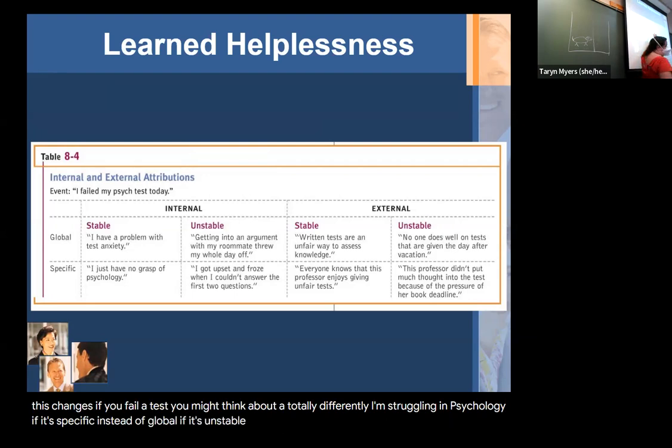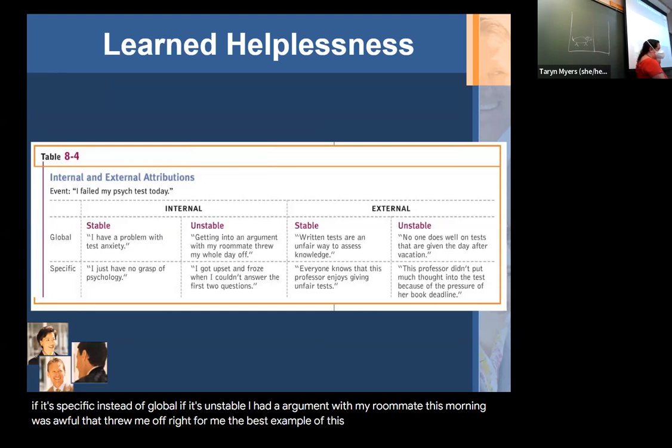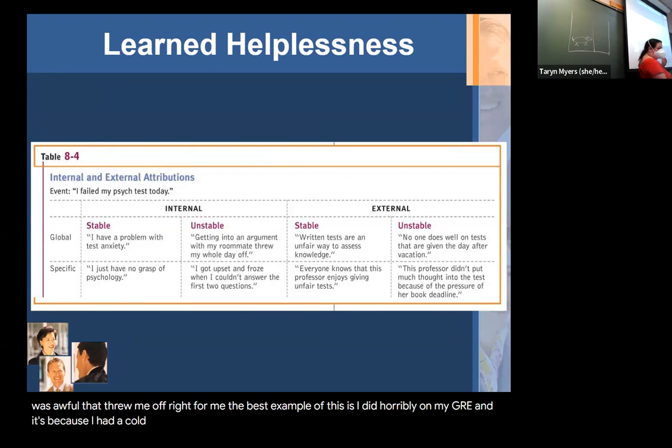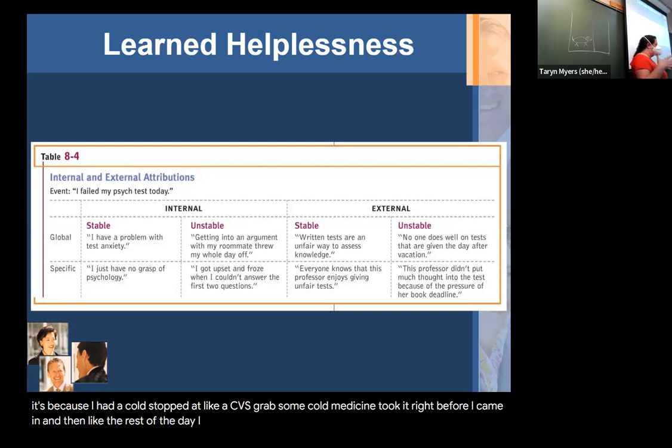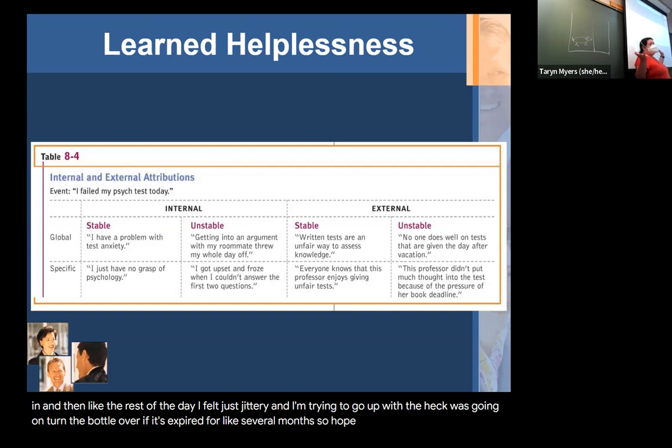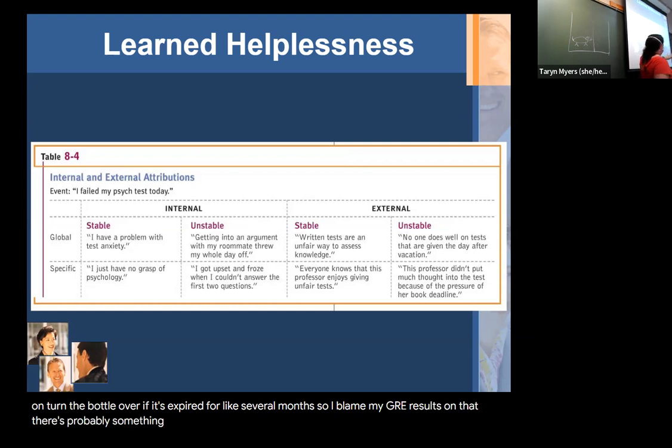If it's unstable, I had an argument with my roommate this morning. That was awful, that threw me off, right? For me, the best example of this is I did horribly on my GRE, and it's because I had a cold, stopped at a CVS, grabbed some cold medicine, took it right before I came in, and then the rest of the day I felt just jittery, and I was trying to figure out what the heck was going on. Turned the bottle over, it was expired for several months. So I blame my GRE results on that. There's probably some internal stable stuff too, but it was on that. Right? It could be unstable and specific. It was this particular exam that upset me.